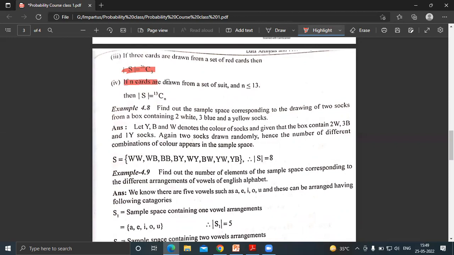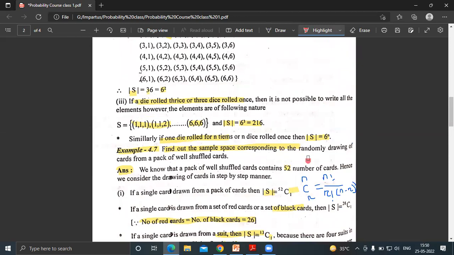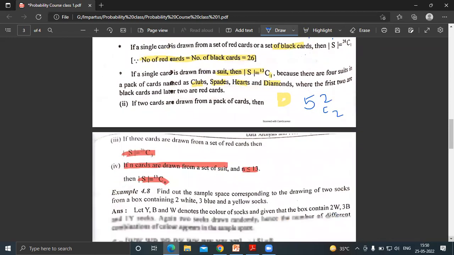Similarly, if n cards are drawn from a suit, then what is its answer? Sample space cardinality is 13Cn. But remember that n must be less than or equal to 13. Why? In combination, for nCr, one condition is there: always r is less than or equal to n. Remember that formula. That is one condition in combination.